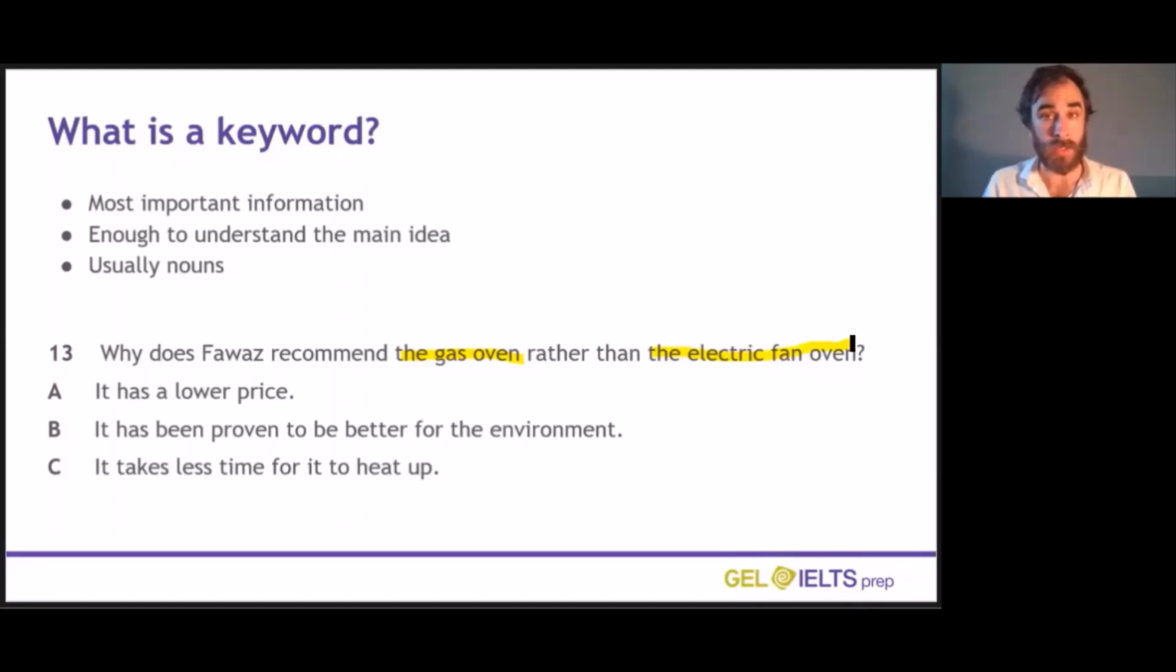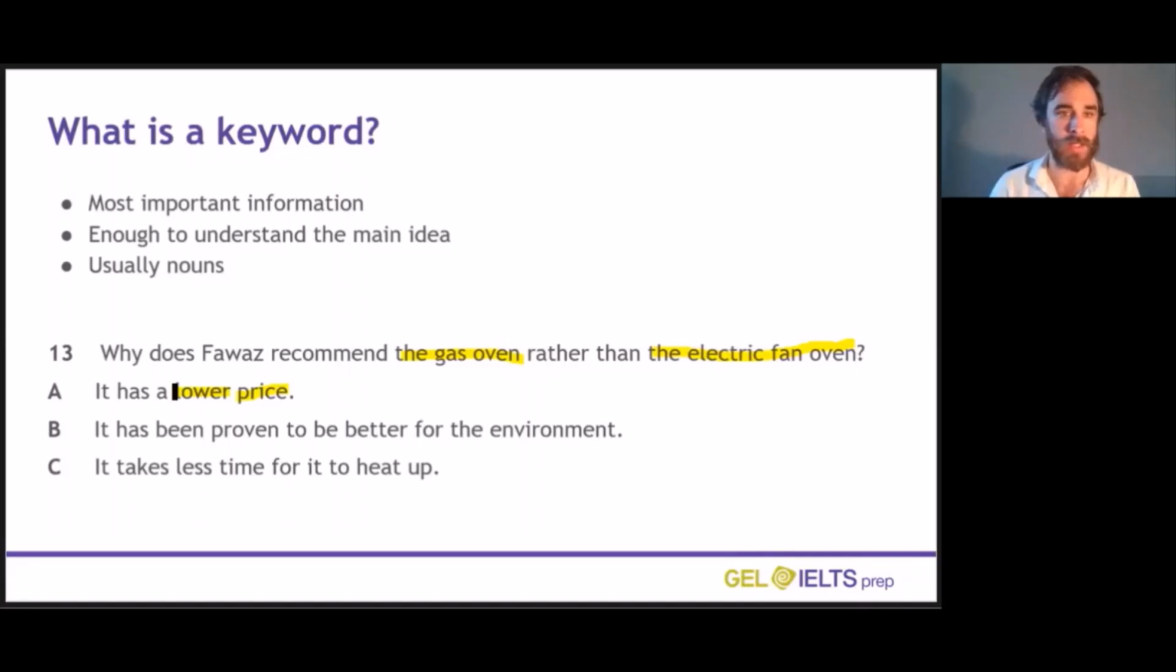We also need to look at the options of this question. The options also contain keywords which we need to listen for to choose the correct answer. So looking at A, we can see it has a lower price. So here I think price is going to be the main thing we're going to be listening for. Is it lower, higher? Do they talk about price? Is it relevant to the differences? Is that why he recommends it? We might also underline lower if we think that's going to be the important information.